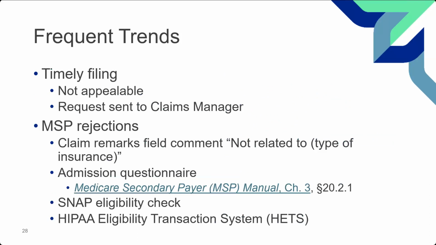Now, I want to take a few minutes to talk about some other frequent trends that we've identified with our appeals. Handling these situations appropriately can save you time, frustration, and maybe even decrease your workload. When we look at trends in claims data, timely filing rejections is almost always in the top 5, no matter which provider type is submitting the claims. These claims, these denials or rejections for timely filing do not have appeal rights. So you don't want to request a redetermination.